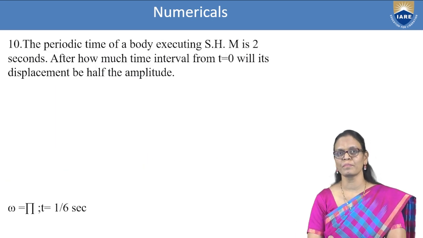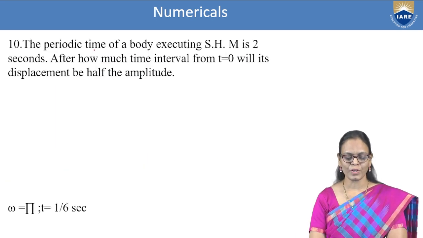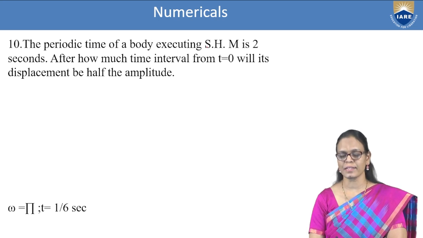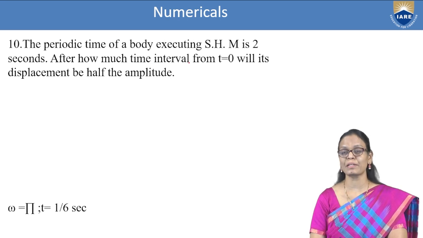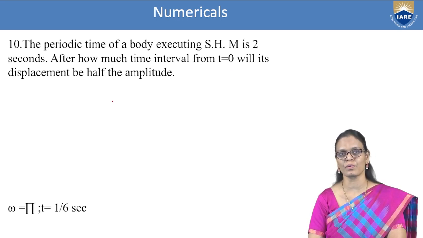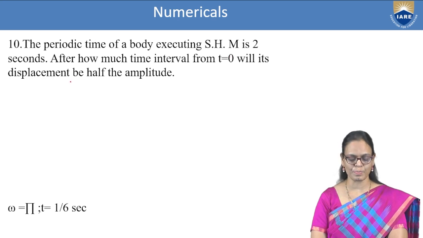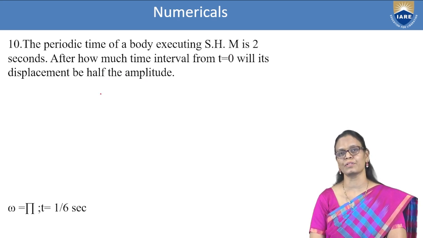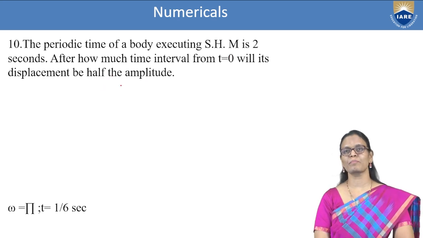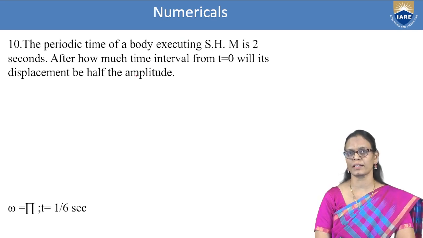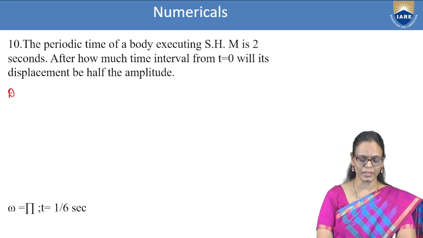Now one more problem. The periodic time of a body executing simple harmonic motion is 2 seconds. After how much time interval from t is equal to 0 will its displacement be half the amplitude? It's a very simple problem, but we need to understand the data given. So let us write the data.